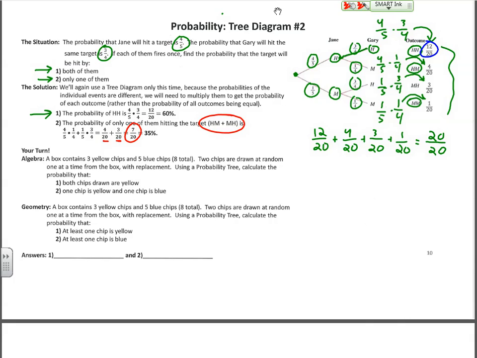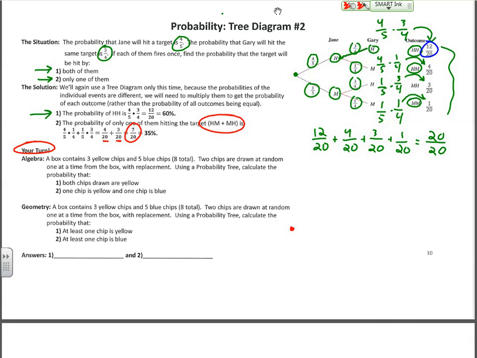So your job now. A box contains 3 yellow chips and 5 blue ones for a total of 8. 2 chips are drawn at random, one at a time from the box with replacements. You pick up the chip, you put it back. Using a probability tree, calculate the probability that both chips drawn are yellow, and then one chip is yellow and one chip is blue. So like the tree that we had here, we're starting here, okay?